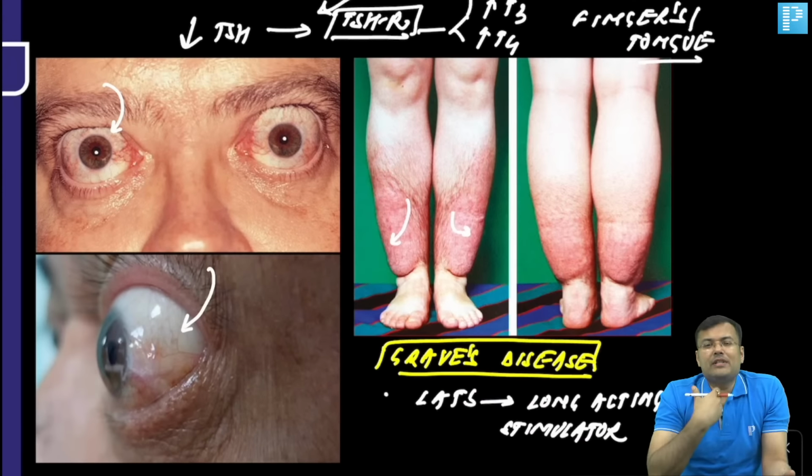And the treatment of choice, obviously remove the thyroid, we go for total thyroidectomy. And guys, you know that any patient who is unfit for surgery, who cannot tolerate the surgery, in that case we go for radioactive iodine ablation. Got it? So, this is Graves.